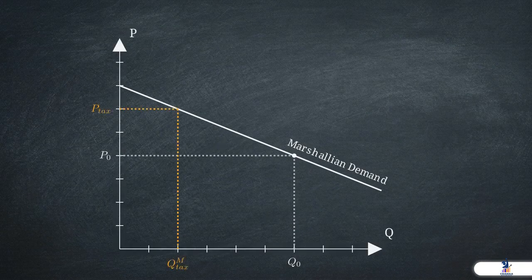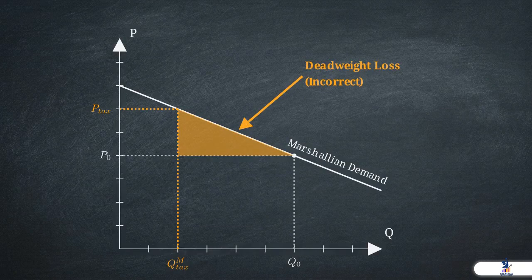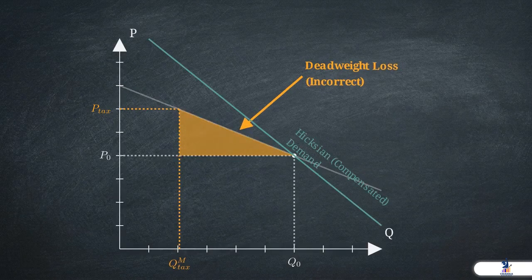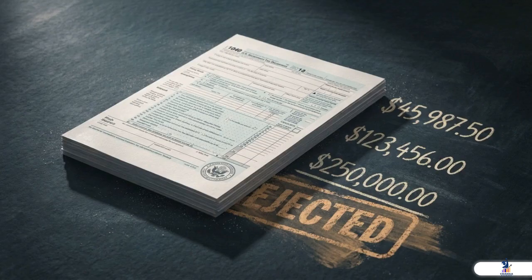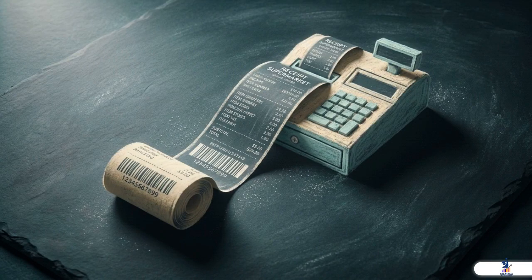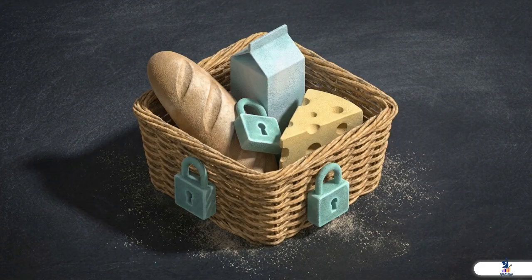This distinction is critical for policy. Measuring the deadweight loss of a tax using the Marshallian curve can lead to significant errors. The calculation must be performed using the compensated demand curve. Failing to apply these Hicksian measures means that our estimates of the social costs of taxes or subsidies will be mathematically imprecise. These same principles apply to how we measure inflation.